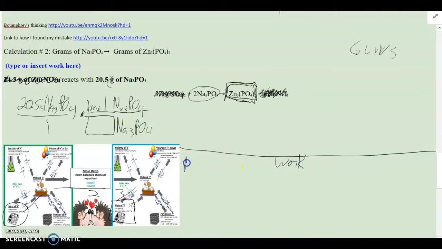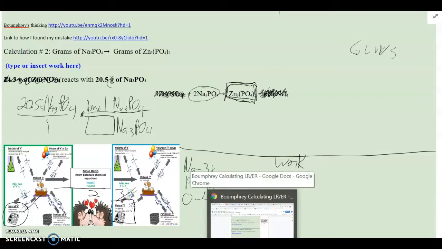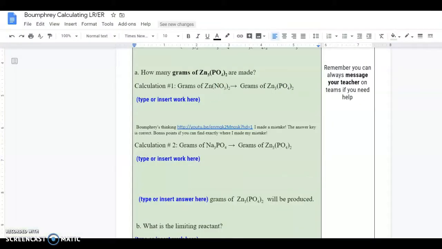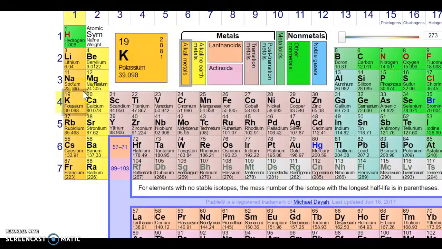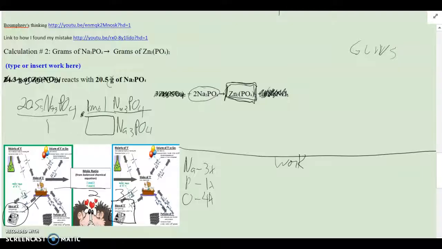How many Na's do I have? I have 3 of them. And we'll find the molar mass of that in a second. And how many P? I have 1. And how many O's do I have? I have 4. Alright, so let's get the periodic table out. Na, I'm going to guess... no, I'm not going to say it. Just for fun, I'm going to say it's 22. Periodic table. 22.99. So I'm going to go ahead and write that down. I get that number from right here.